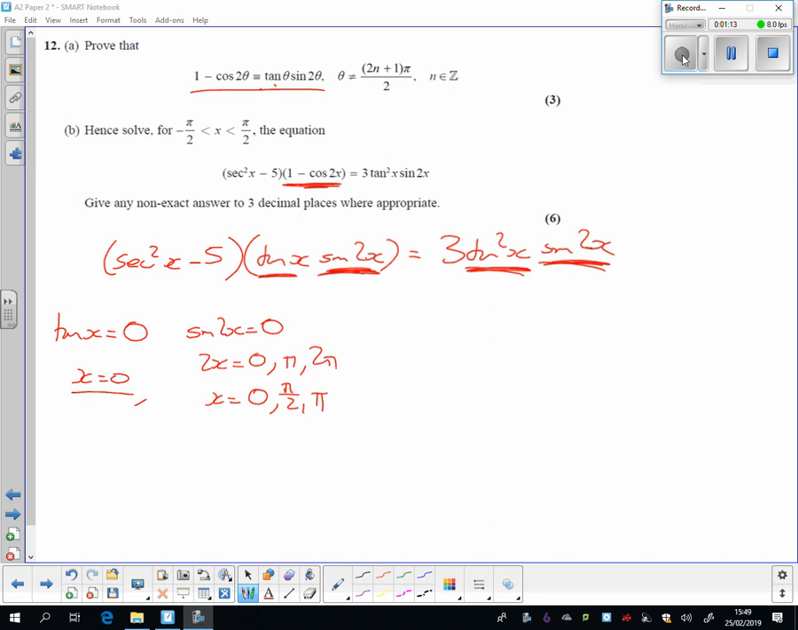Do I want them? I don't want that one there, do I? So that's not in range. But is that in range? No, it's not in range either. Oh, I was being clever there. So you've just got x equals 0. Sorry about that.